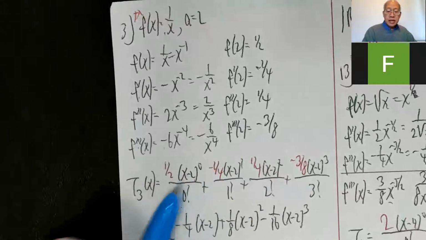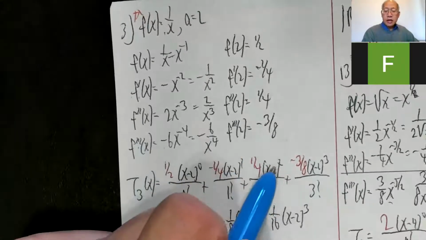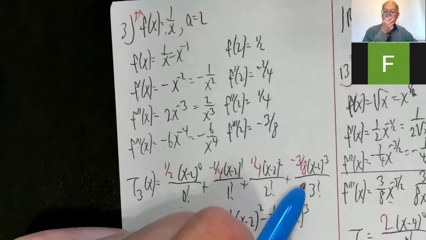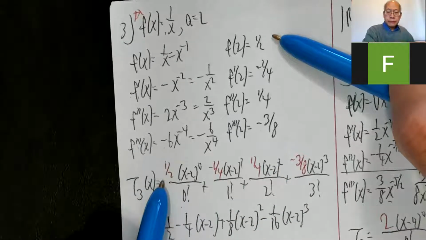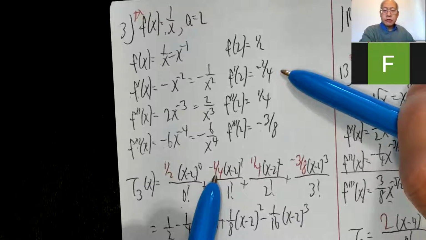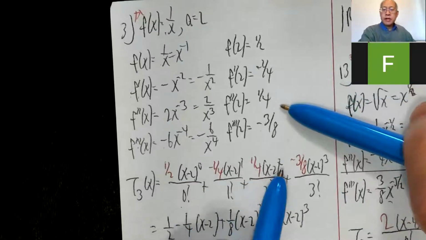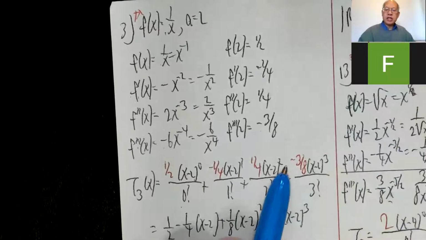So f, exponent, factorial. And the derivatives go right here. 1/2 goes there. -1/4 goes there. 1/4 goes there. -3/8 goes there. And then we just clean it up.